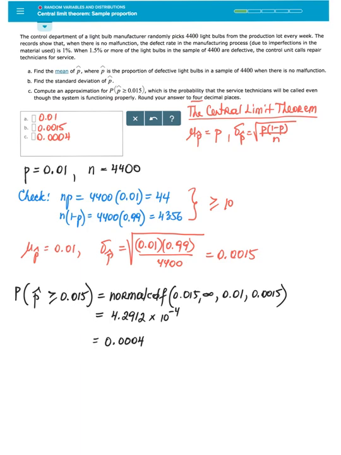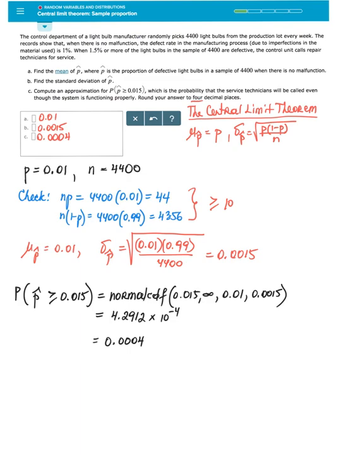First of all, let's see what kind of information we can extract from everything we've read so far. So I know that the sample size is 4,400. That's how many light bulbs are inspected. And I know that the proportion of those light bulbs that are defective will be 1% or 1/100th.